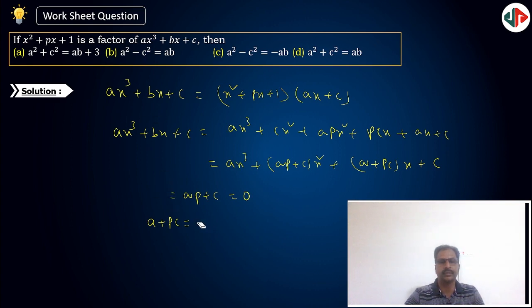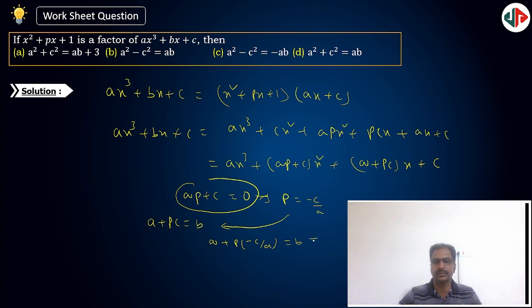By comparing x square coefficients on both sides, right hand side ap plus c, left hand side 0. So this is one condition. By comparing x coefficients, a plus pc is the x coefficient in the right hand side, left hand side is b. Now we have to eliminate p, because in the options there is no p. So what is p from this? Minus c by a. Substitute that p here. So a plus p into minus c by a is equal to b.